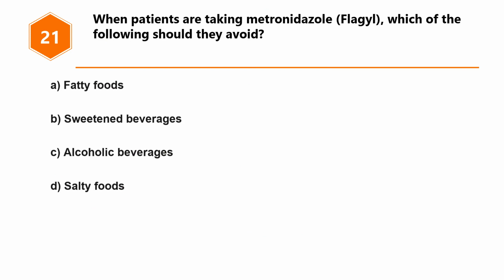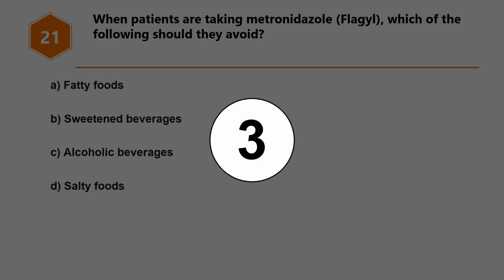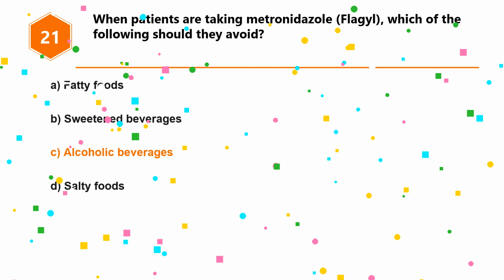Question 21. When patients are taking metronidazole, Flagyl, which of the following should they avoid? Option A. Fatty foods. Option B. Sweetened beverages. Option C. Alcoholic beverages. Option D. Salty foods. The correct answer is option C, alcoholic beverages.